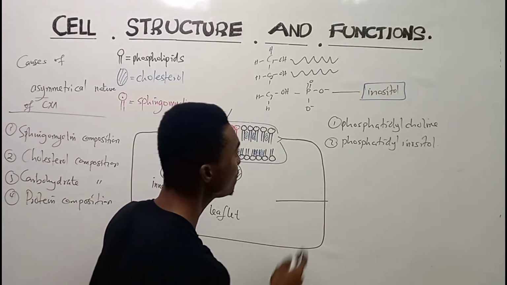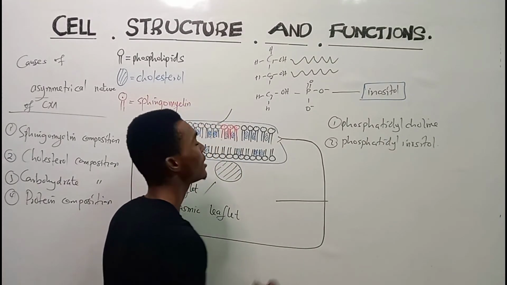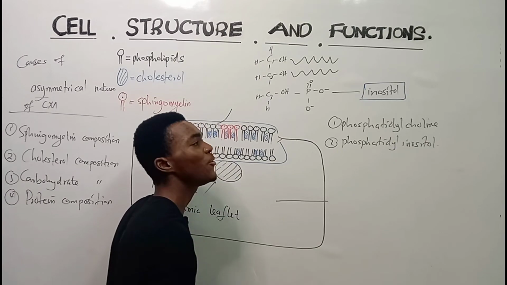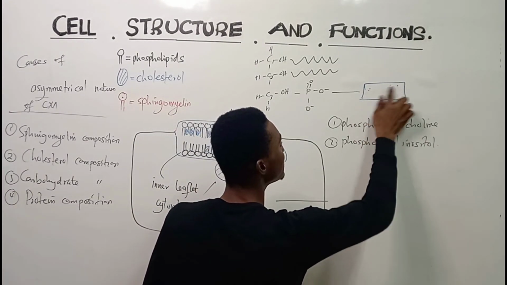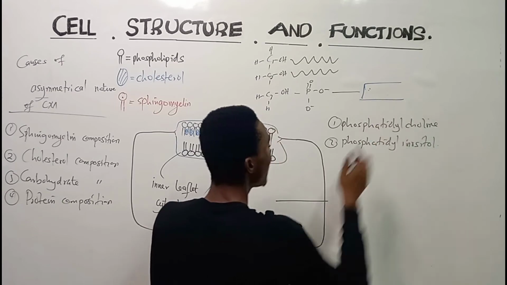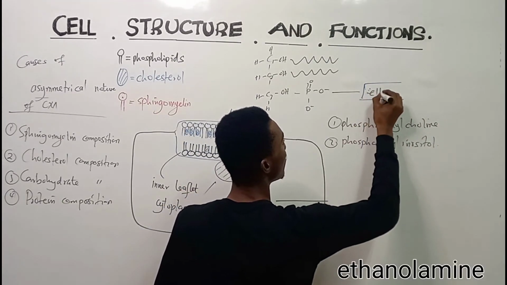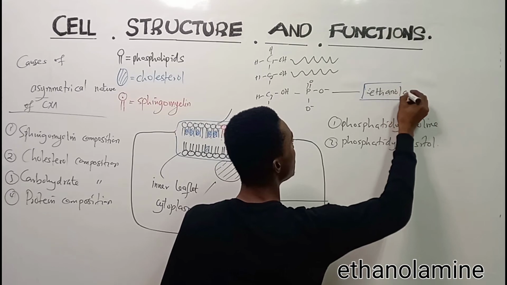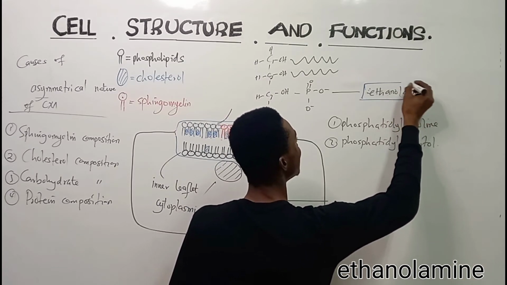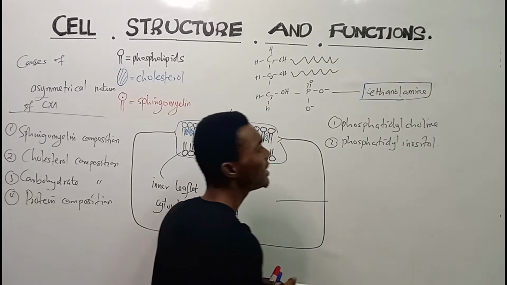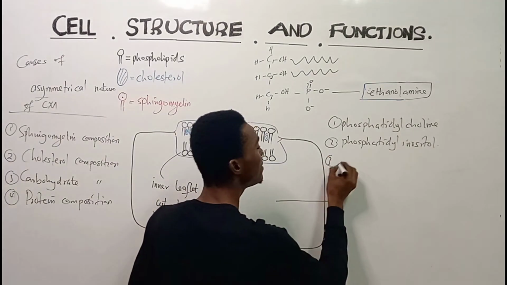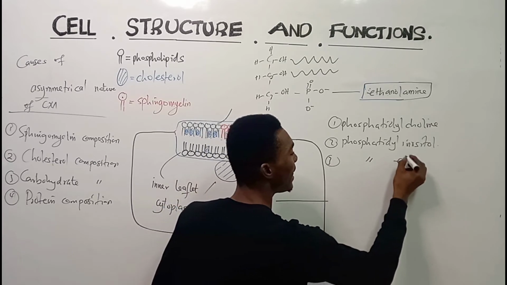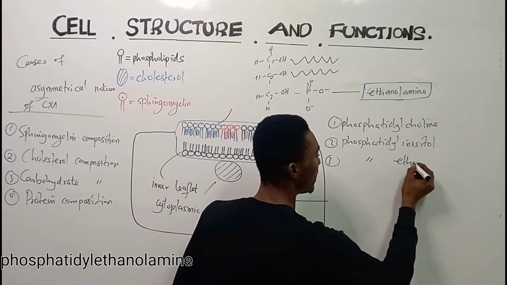So now, in a different type of phospholipid, there is neither choline nor inositol, but a molecule that we term ethanolamine. So now you can tell me so simply that in this type of phospholipid we will term it as what? It is simply going to be our phosphatidyl ethanolamine.